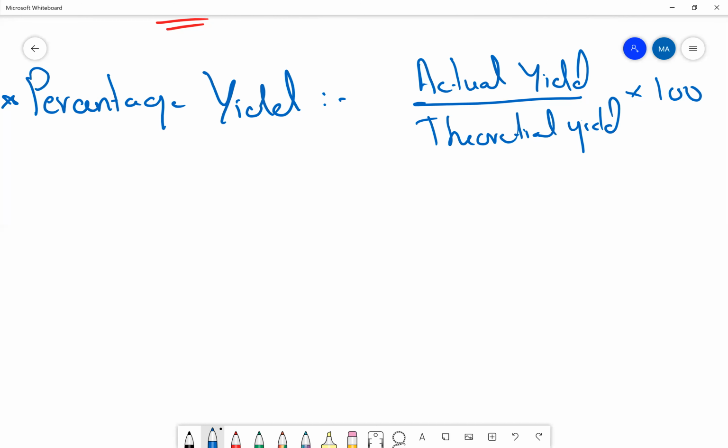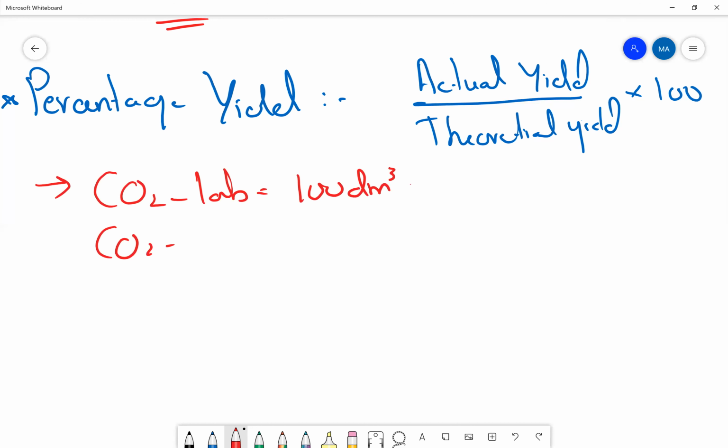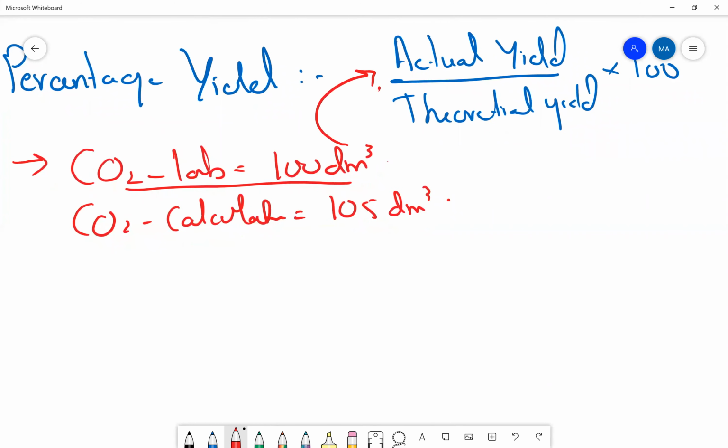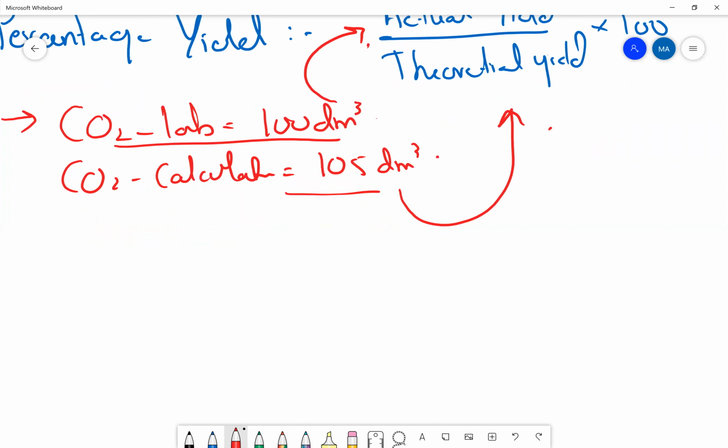For example, if I tell you we are producing carbon dioxide in a lab, in an experiment, and the carbon dioxide produced in the lab is, let's say, 100 dm cube. This is the volume. And the carbon dioxide that you get by calculation, the volume through calculation, is, for example, 105. So the one that you get practically is the actual yield, and the one that you get through a calculation is the theoretical yield. To find the percentage yield, you divide the actual over theoretical, 100 over 105 times 100, and you'll get the answer. Simple. This is the formula.